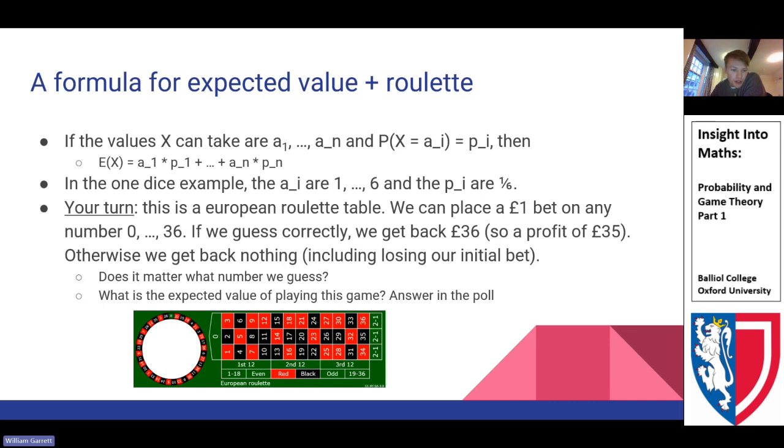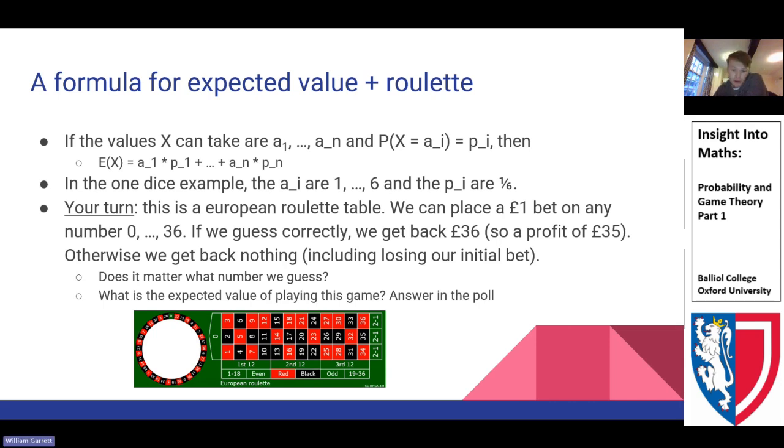The general formula is: if you can take values A1 up to AN, and AI happens with probability PI, then the expected value is the weighted average of the values of A. That's A1 times P1 plus A2 times P2 plus ... plus AN times PN.